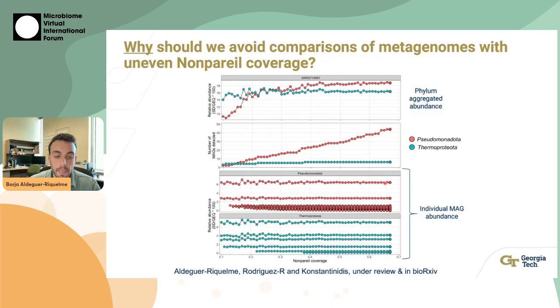So I hope I can convince you that if we are comparing different metagenomes, and if we are comparing groups of features, let's say MACs or genes, if we are grouping these MACs or genes into a category, we should worry about differences in non-parallel coverage.